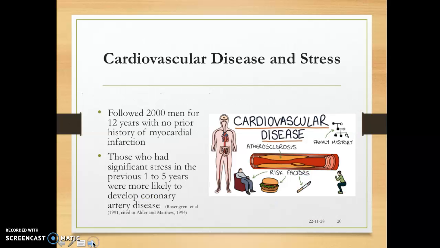So let's look a little bit deeper into cardiovascular disease and stress. There have been lots of studies done related to how stress has a detrimental effect on the cardiovascular system. So what's happening is, when we look at heart disease, stress causes blood pressure to increase, and that weakens the inner lining of your arteries. So the inside lining of the arteries becomes damaged, and the body starts to repair them.